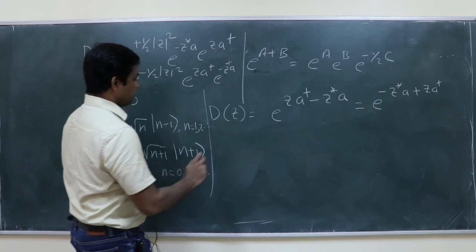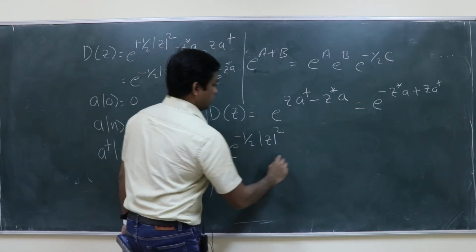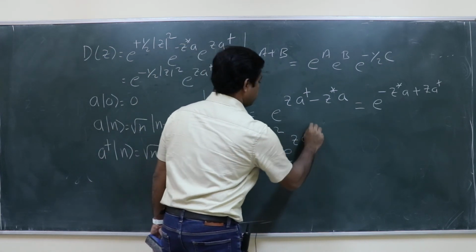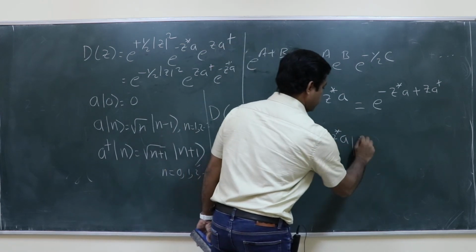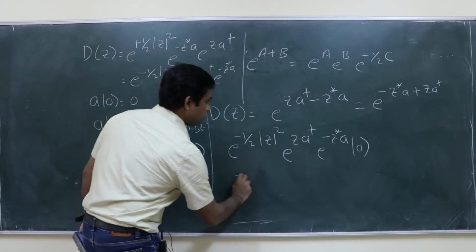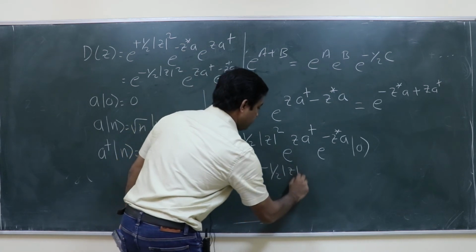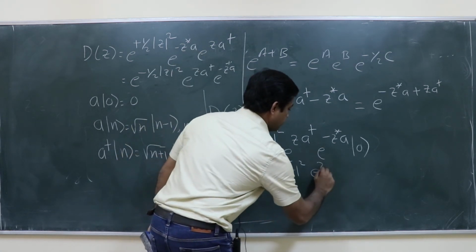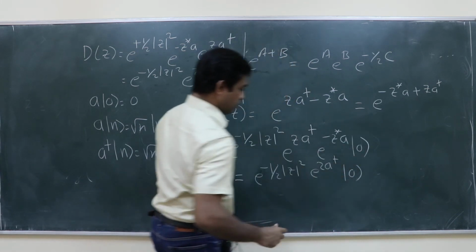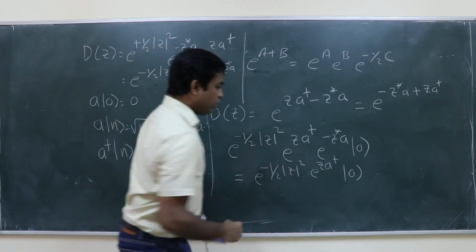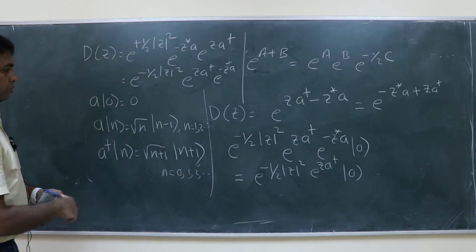So now e power minus 1 by 2 mod z square, e power z a dagger, e power minus z star a acting on ket 0. So this will be equal to e power minus 1 by 2 mod z square e power z a dagger acting on ket 0. We already did that, it is equal to ket 0. So now you have to do e power z a dagger acting on ket 0. So that is your job now.